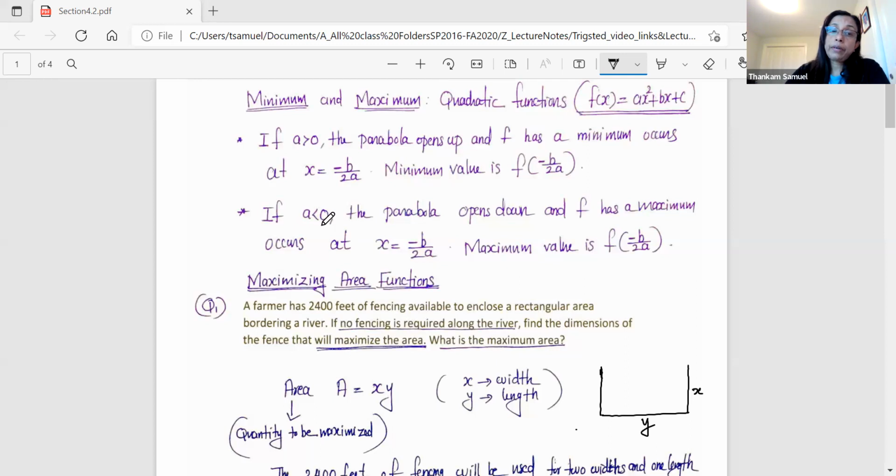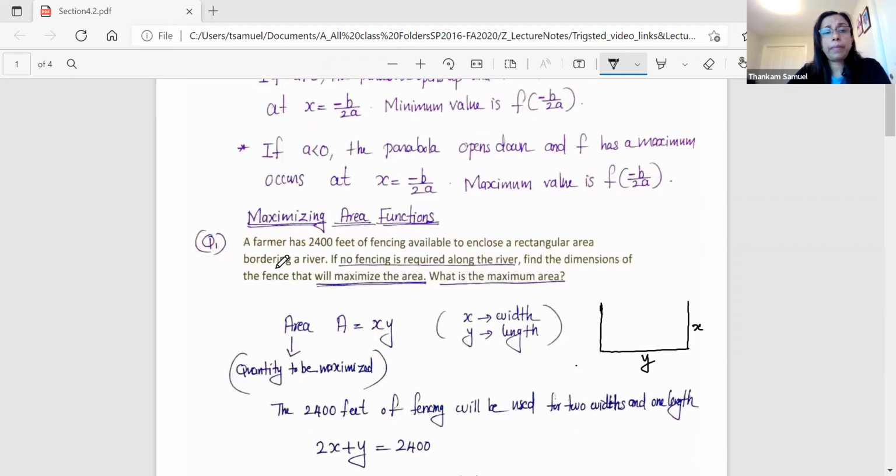And if the leading coefficient, that is a, is less than 0, then the parabola opens down, then f has a maximum at x equals negative b over 2a, and the maximum value is f of minus b over 2a. So you have studied these concepts in quadratic functions in the previous lessons. So today we are going to consider an application problem based on this maximum and minimum values, especially maximizing the area functions. Okay, so let's consider an example.